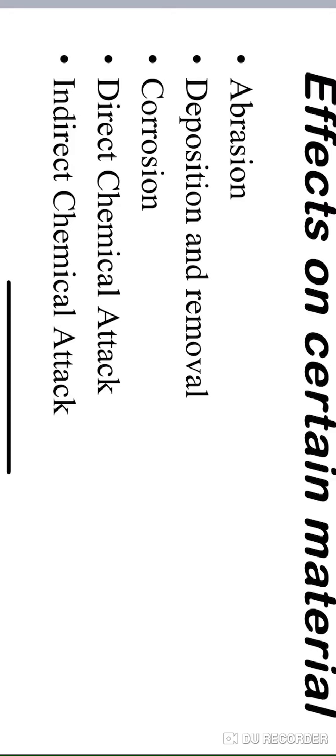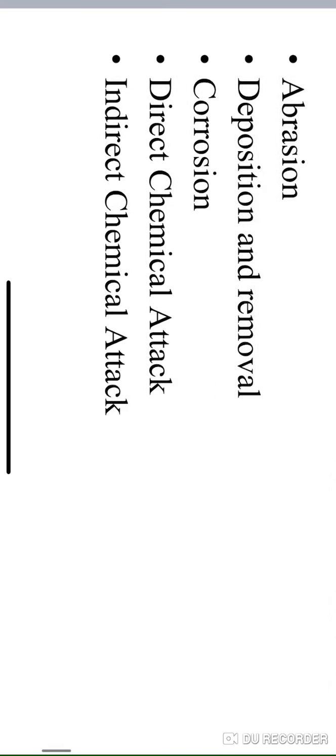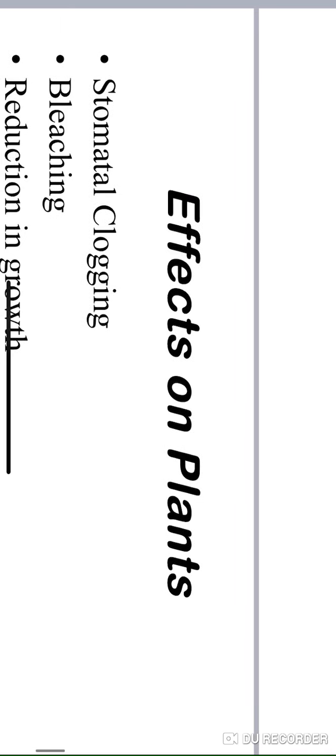Then we will take the example of the Taj Mahal, a well known example, which is getting affected due to the continuous effect of air pollutants. It is getting blackened because of the air pollutant effect. So this way the pollutants affect materials also, not only humans. Next, effects on plants.